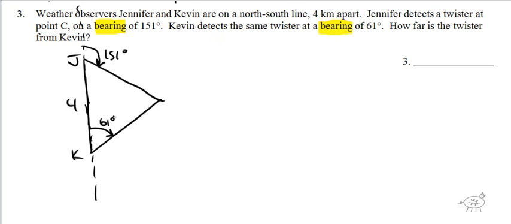Okay? And it says, how far is the twister from Kevin? So here's your twister, and I'm looking for x. This is actually really easy. This one's already inside the triangle, 61 degrees. That's pretty sweet. So this angle is just 180 minus 151, which is 29 degrees. If that's 29 degrees, 29 plus 61 gives you 90. That means this angle here is 90.